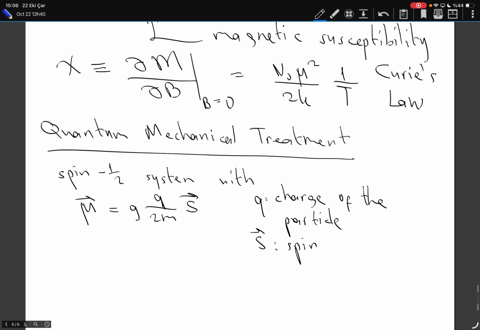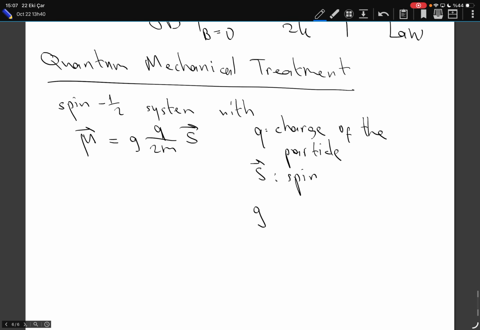If you have a gas of electrons, well, this is the magnetic dipole moment of each electron, ignoring their orbital motion. Here there is no orbital motion. G is some constant. G is 2 for electrons. For fermions, it's a number very close to 2. In fact, Dirac theory of electron predicts G to be exactly equal to 2, but then we have other corrections. It's still close to 2.